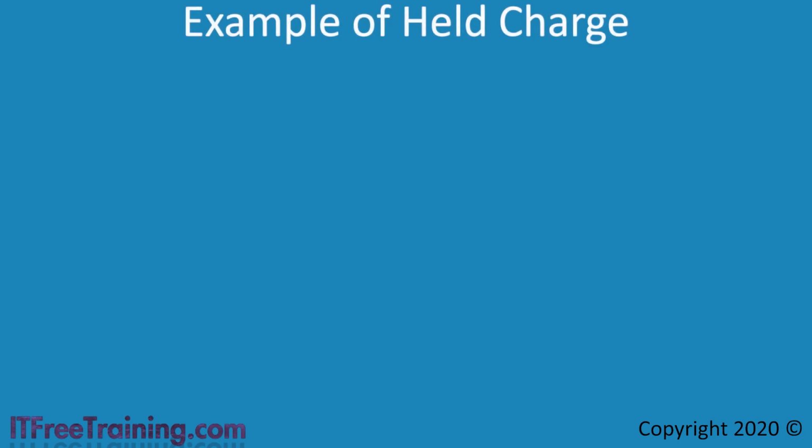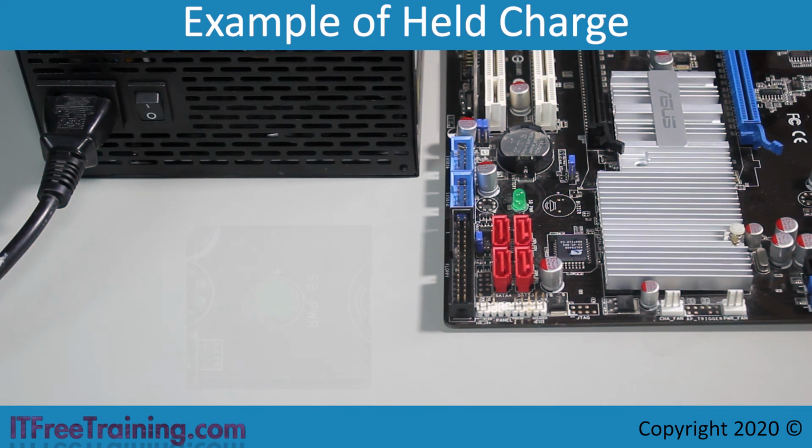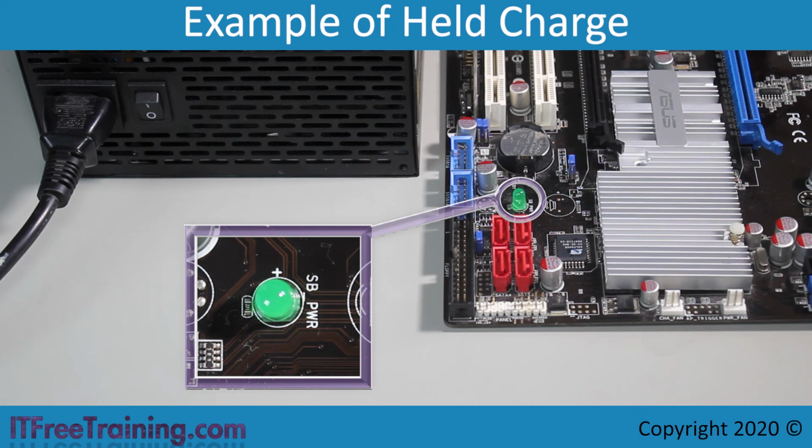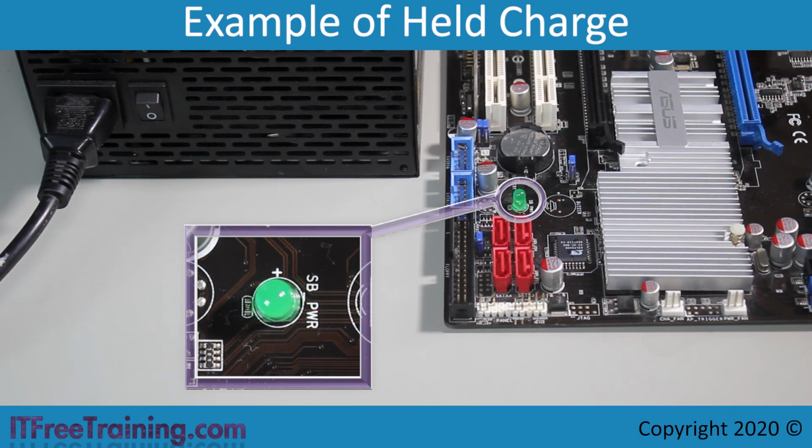To give you an understanding of what a held charge may look like, consider this motherboard. This motherboard has an LED light on it that indicates power is coming from the power supply. Not all motherboards have this. When I switch the power supply on, you will notice the light will switch on. No surprises there. However, notice what happens when I switch the power off. The light stays on. The light will stay on for about 8 seconds before it switches off. Essentially, the LED light is draining the power from the capacitors and from the power supply.